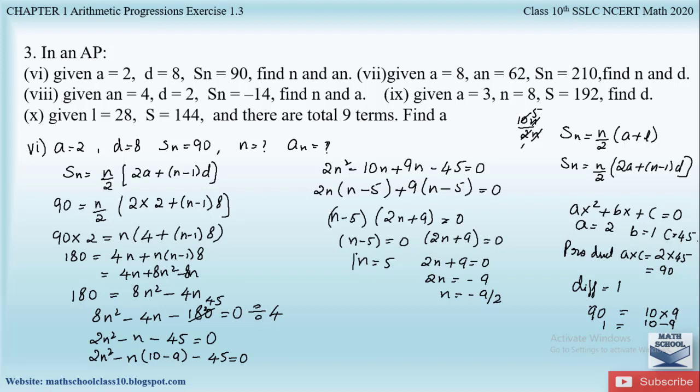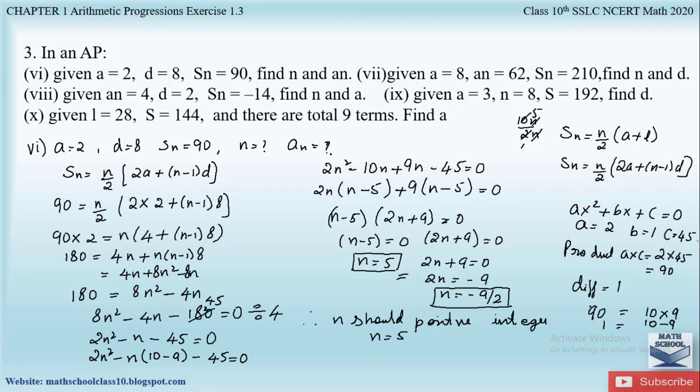So we got two values of n here, that is n is equal to 5 and n is equal to minus 9 by 2. In my previous videos I have told that n should always be a positive counting number, it can never be a negative number. So therefore we have to consider n is equal to 5 value here. So let us write down, n should always be a positive integer. Therefore we are taking the value n is equal to 5.